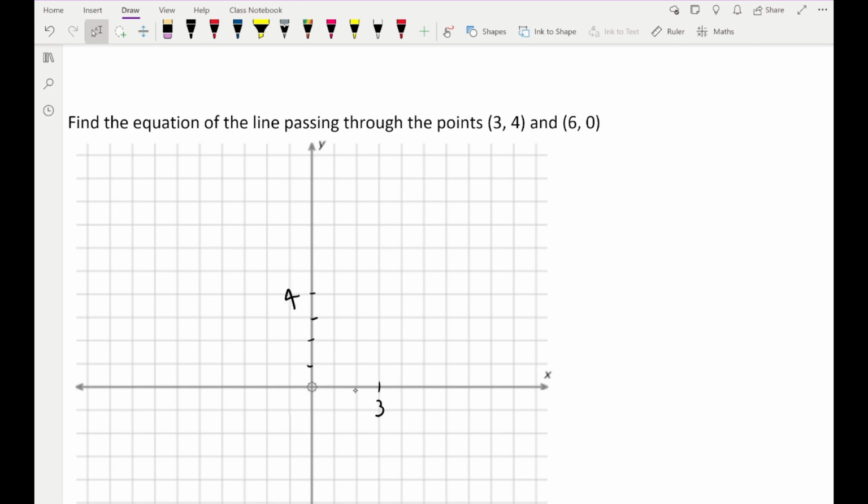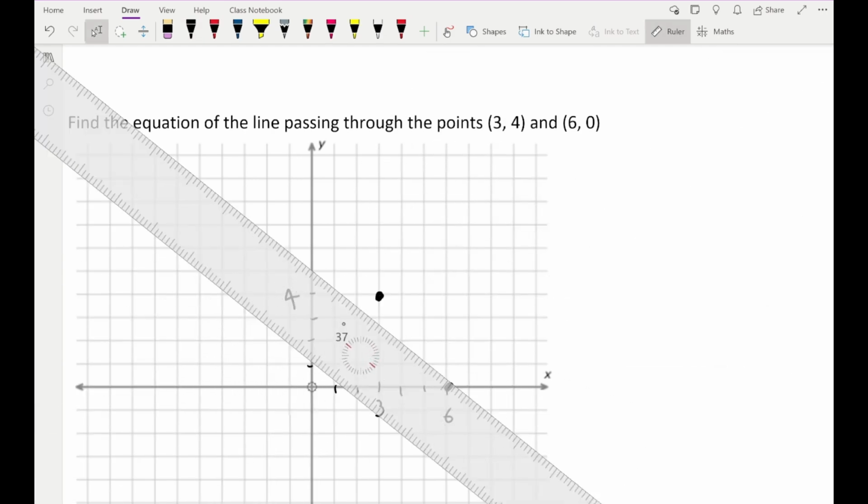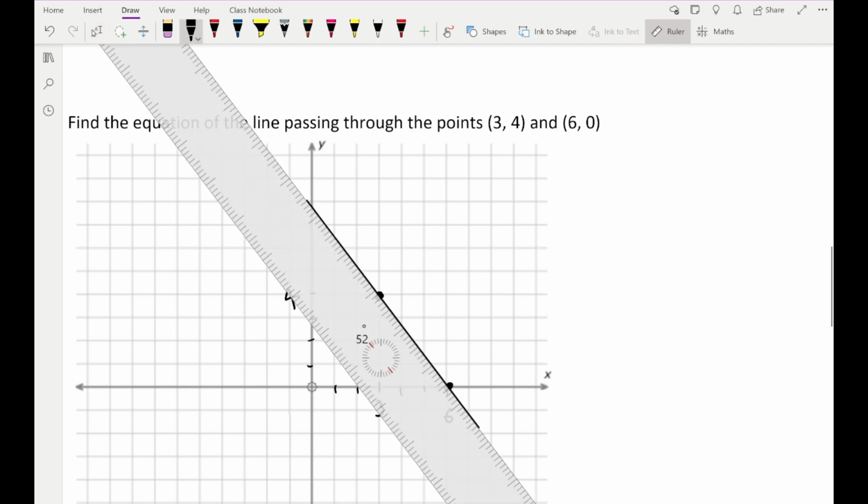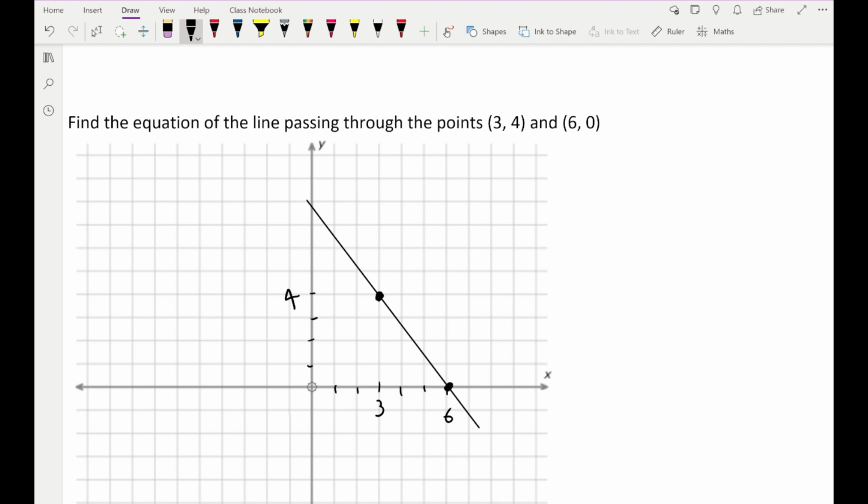Here's 4, 5, 6, just there. So we've got a point at 3, 4, and we've got a point at 6 in the x, 0 in the y. And in theory, when I join these two dots up, that should give me a unique line that goes through them both. Something probably looking a bit like that, but we'll see how we go with the algebra.